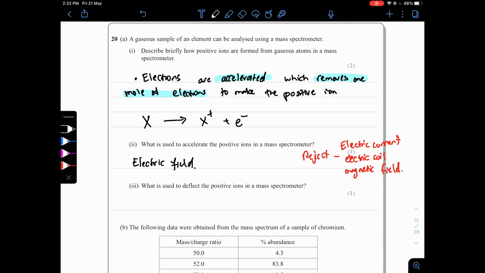So what is used to deflect the positive ions, right? Now, the only thing that we can use to deflect it is if we have charged plates, right? So if we have a positive plate here and a negative charged plate here, that's the only way we're going to get a deflection, because we have two charged plates. So we can talk about magnetic plates. So we can say these are magnetic plates.